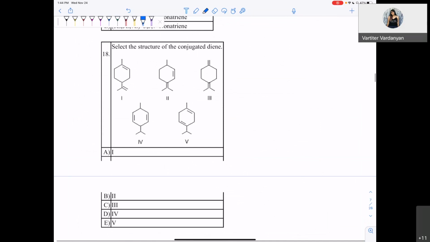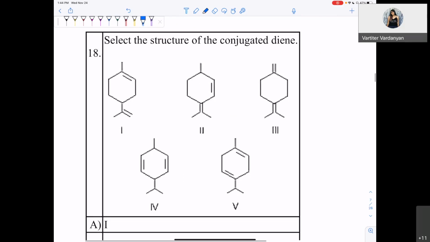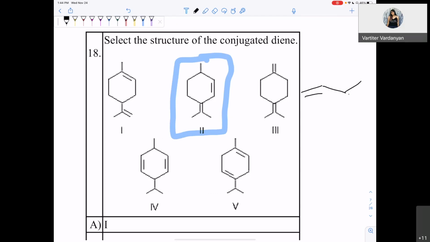Okay, which one of these is conjugated? Correct. It's going to be number 2 because conjugated is double, single, double. The only one that follows that is 2. Everything else is isolated.